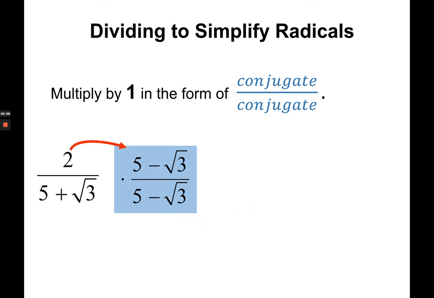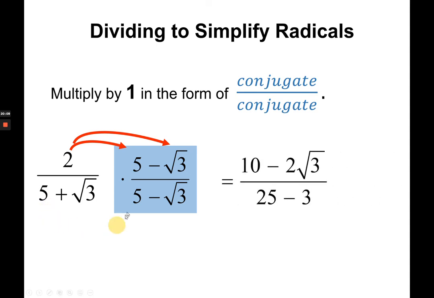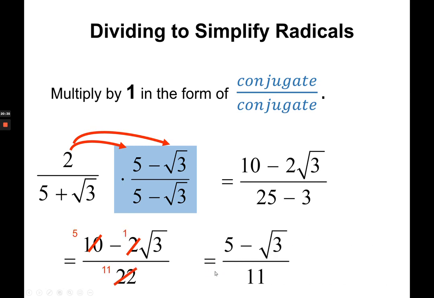When you multiply 2 times 5, 10. 2 times negative square root of 3, you just write 2 times square root of 3, but it's a minus. Underneath, 5 times 5 is 25. Square root of 3 times negative square root of 3 is negative 3. 25 minus 3 is 22. We were able to get rid of the radical. This is still possible to simplify. Divide everything by 2, and you get 5 minus square root of 3 over 11. This is the cancellation method instead of factoring and then canceling the factors.